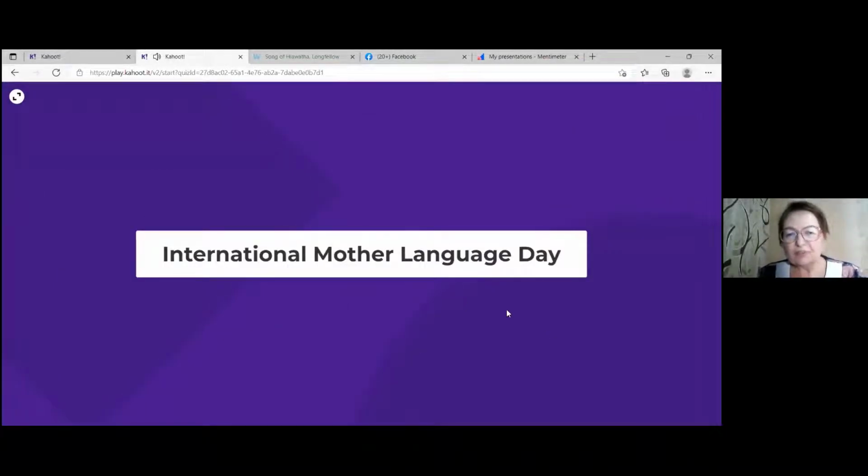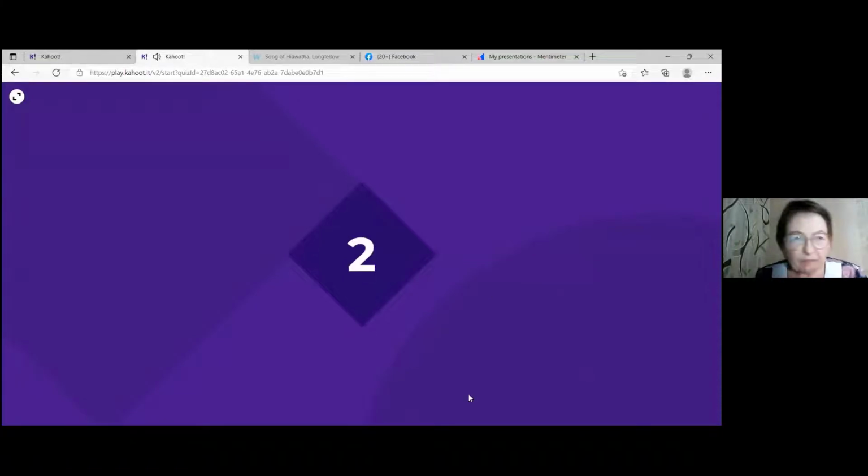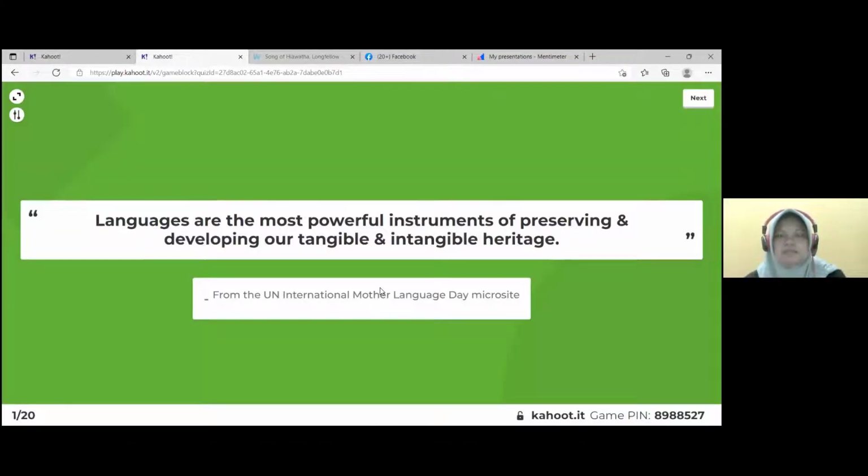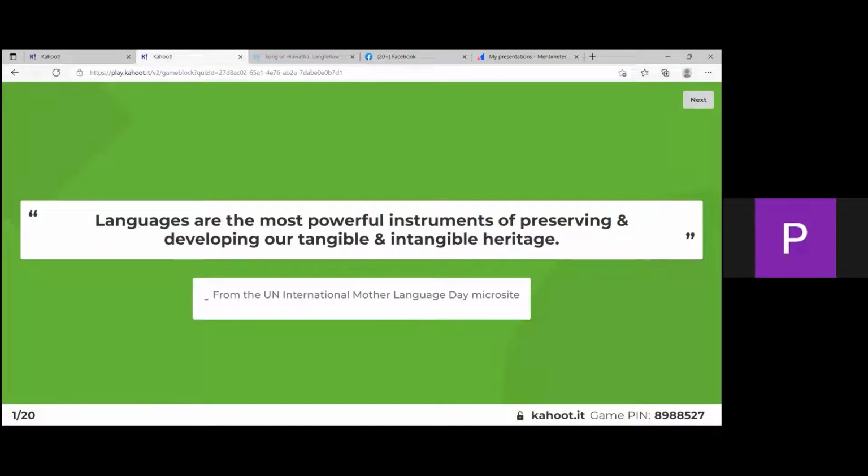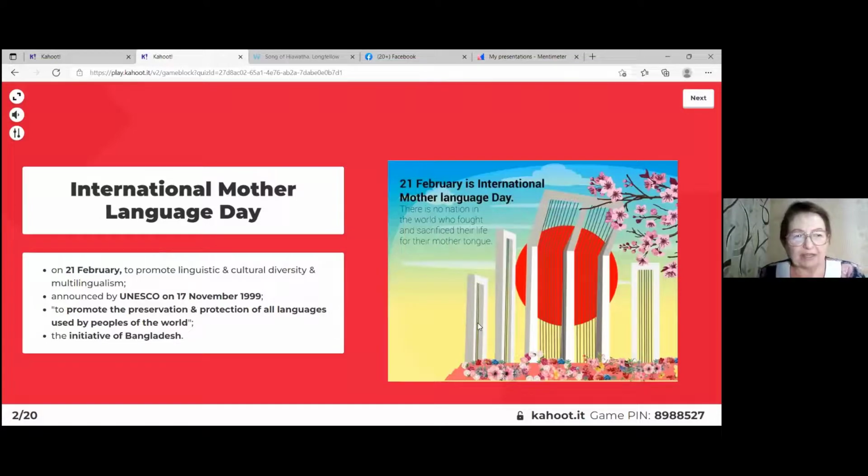So yes, I guess I will start. International Mother Language Day, you will see the code in the bottom right corner. Languages are the most powerful instruments of preserving and developing our tangible and intangible heritage. When we speak about literature, stories and poems, they belong to the intangible heritage of a culture. International Mother Language Day is celebrated on the 21st of February. It was proclaimed by UNESCO in 1999 on the initiative of Bangladesh, and it aims at promoting the preservation and protection of all languages used by people of the world.